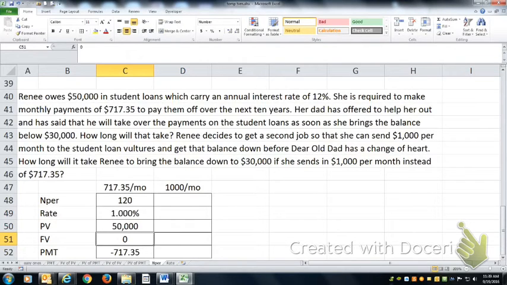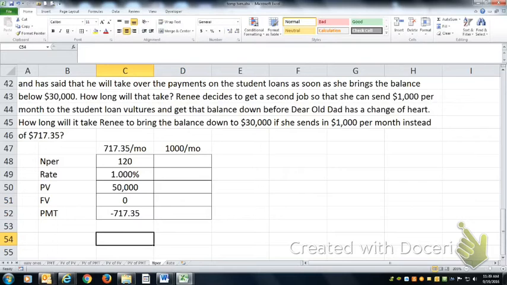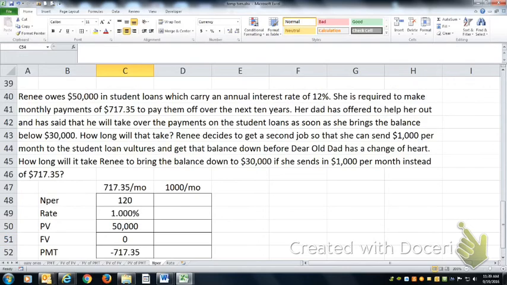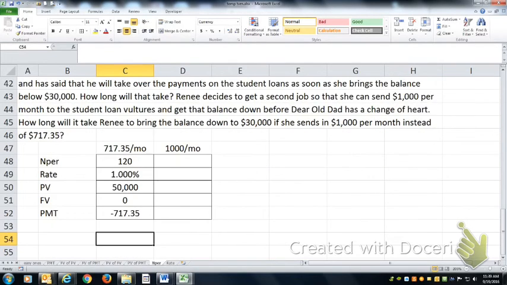We could actually solve for the PMT at 1% a month for 120 months. The present value of $50,000, take it down to 0. That's where we got the $717.35. So that part's already solved for you. Renee decides to get a second job so she can send $1,000 a month to get the balance down to $30,000.